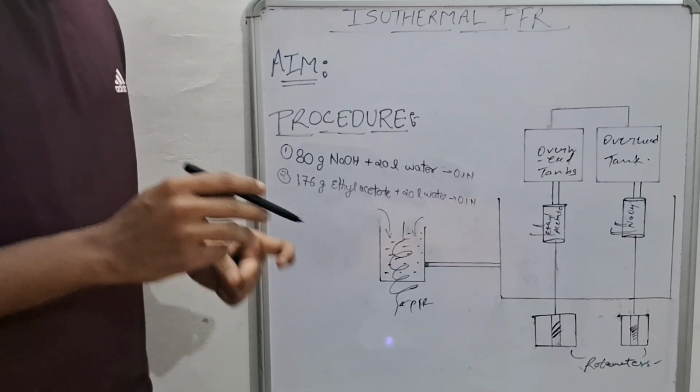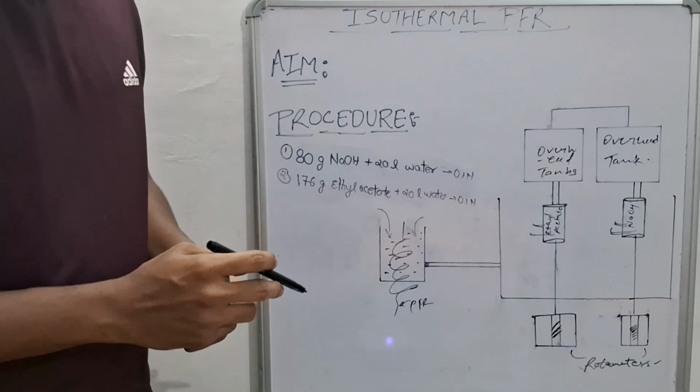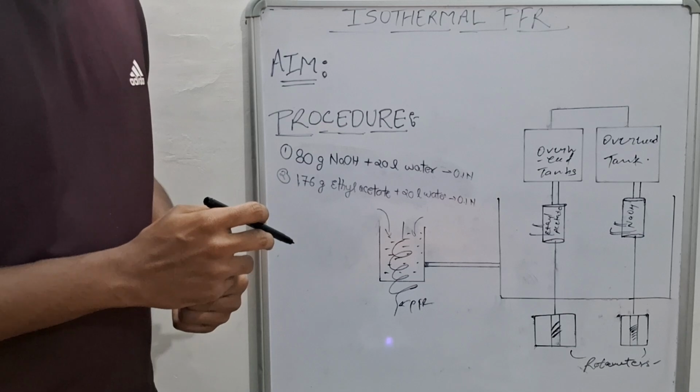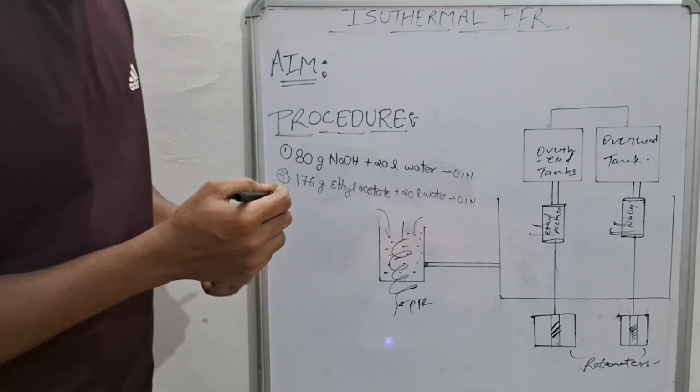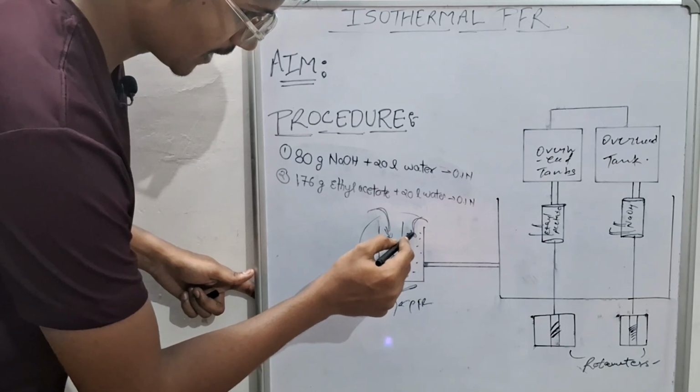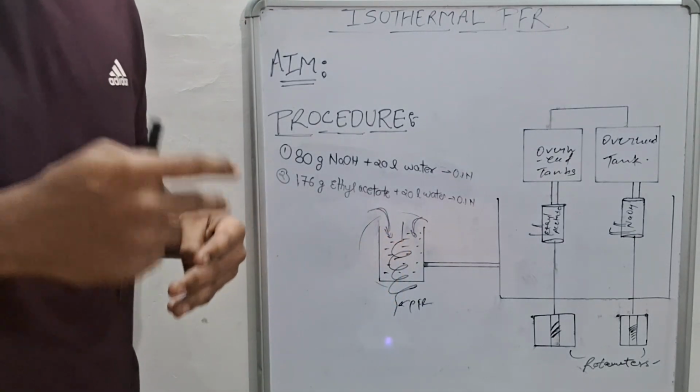Step 3 is setting up the water bath. That is, we have to fill the water bath with water and then set the desired reaction temperature. This is the water bath, and we need to fill it with water, and then we have to set it to a desired temperature.